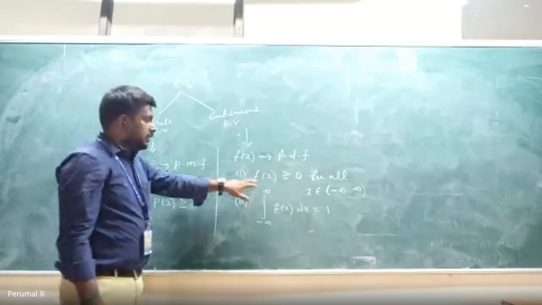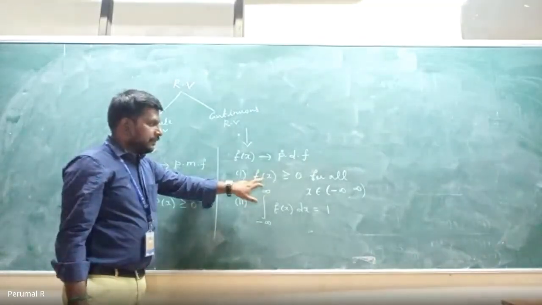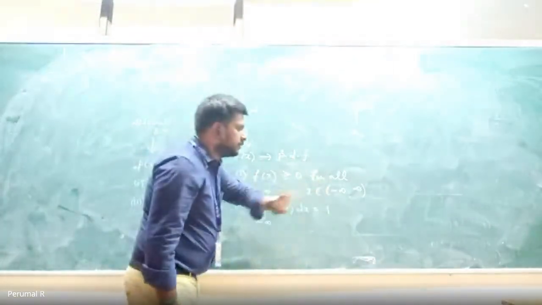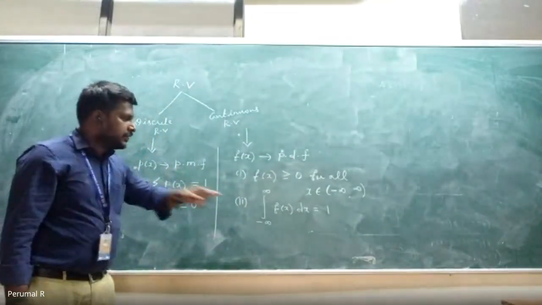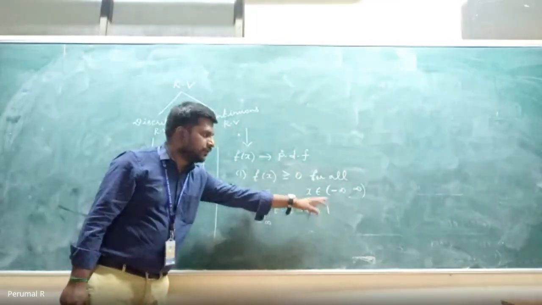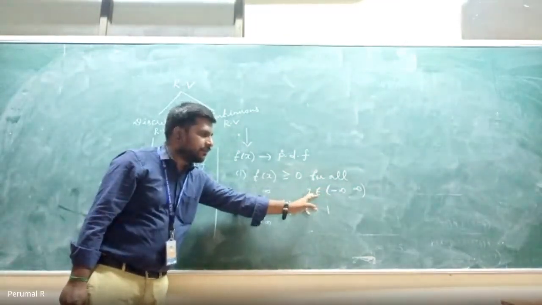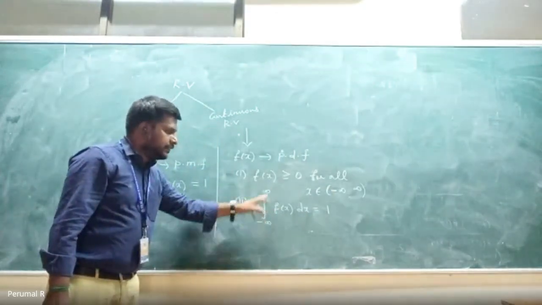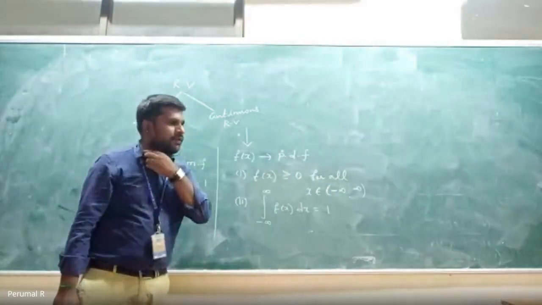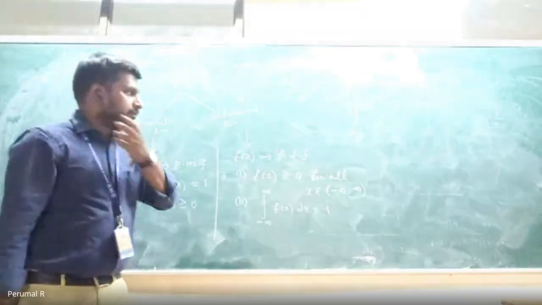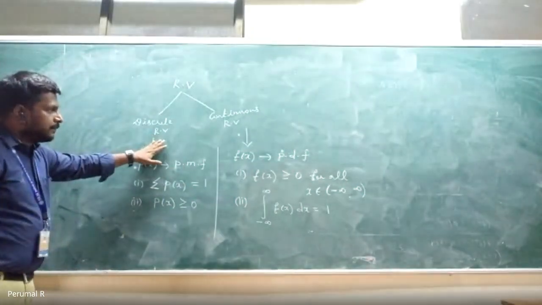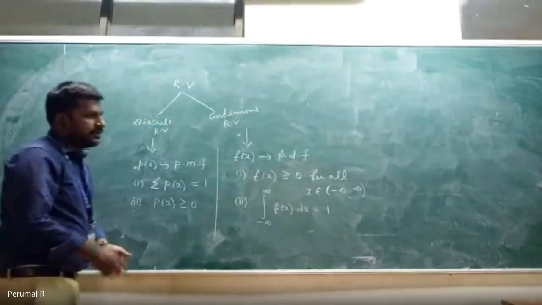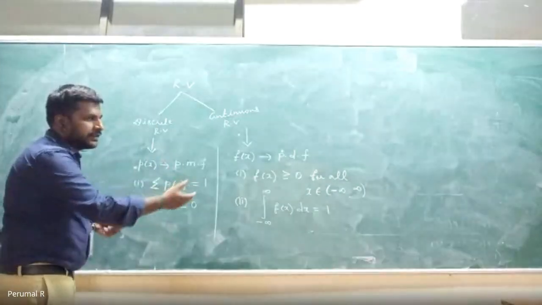So your probability function should be greater than or equal to 0 for all x belonging to minus infinity to infinity, and the sum of all probability values becomes 1. The values of the random variable are defined in some interval, so that's why I'm writing the integral over minus infinity to infinity of f of x dx equal to 1. These two are the conditions for discrete, and this is the condition for continuous random variable. Keep this in your mind, then only we can solve the problem.